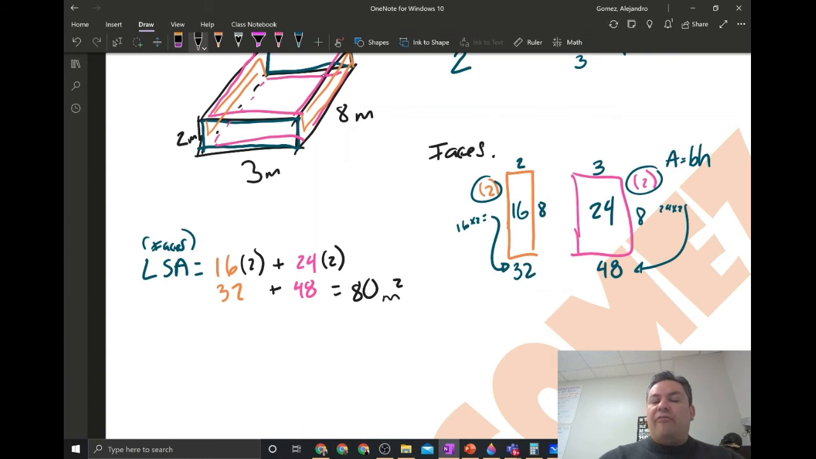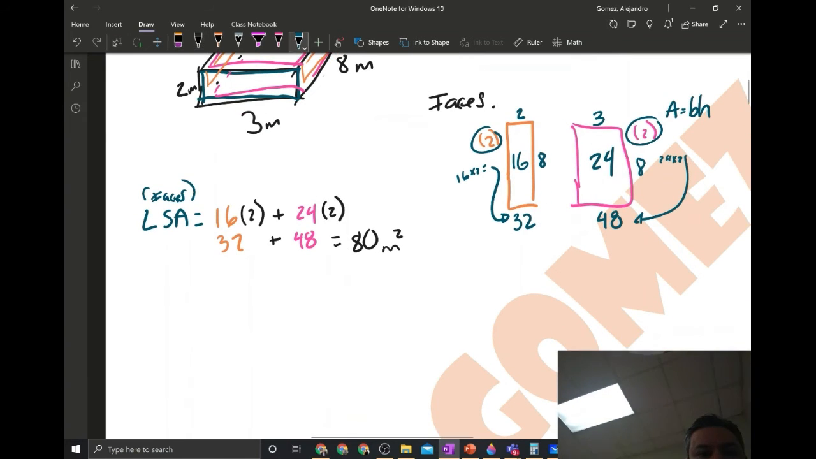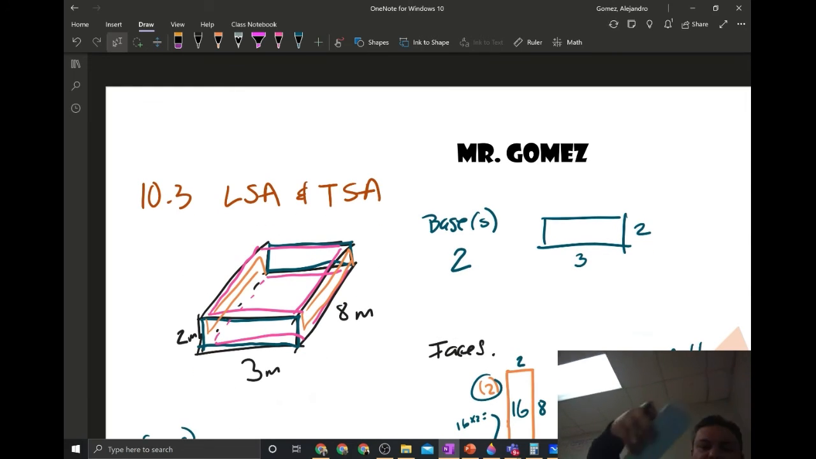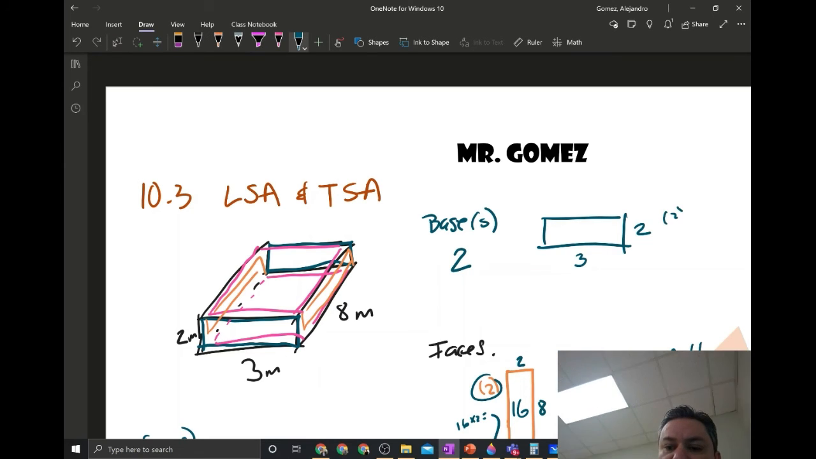Meter square. Now for the total surface area, the formula is a little bit different. Total surface area, actually you don't have formulas for this. So it's gonna be lateral surface area plus 2 times the base. Why 2 times the base? Because on my base, I have the one in the front and the one in the back. I have 2 bases. So this is also 2 of them.